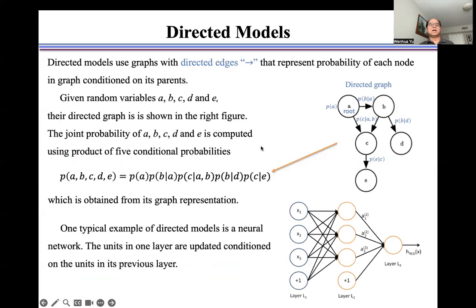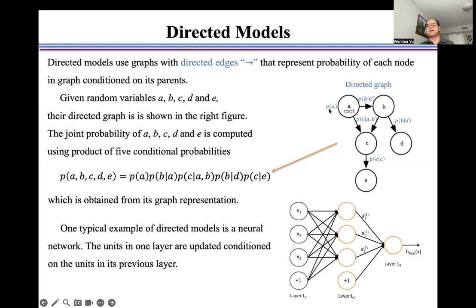Structured probabilistic models include directed models and undirected models. Directed models use graphs with directed edges that represent a probability of each node in the graph conditioned on its parent. For example, given random variables A, B, C, D, and E, their directed graph is shown here. The joint probability of A, B, C, D, and E is computed using the product of 5 conditional probabilities.